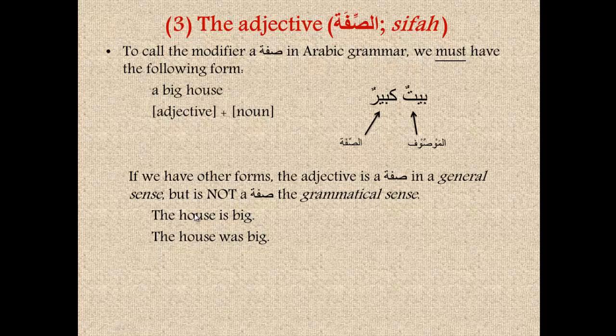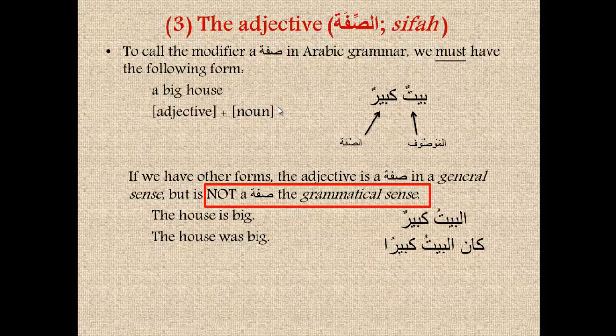Okay, consider these 2 forms. We have "the house is big" and "the house was big." There's actually a difference between these 2 sentences and this phrase up here. We call "big" a sifah in this case, but not in these 2 cases. And that's true because the Arabic equivalents of these 2 sentences are here. We have al-baytu kabirun, the house is big, or kana al-baytu kabirun, the house was big.